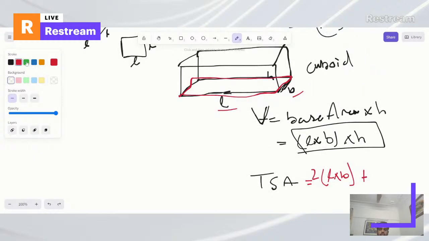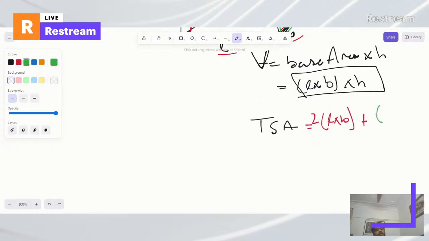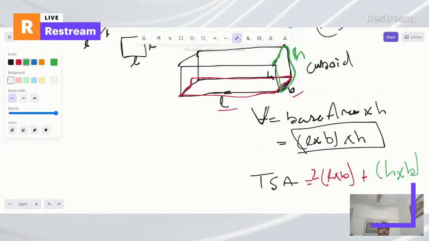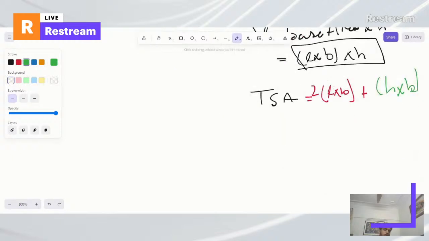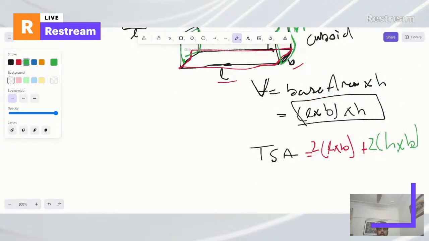Now we do this side. This side has a dimension of H over here, so this is height times breadth. But because there are two of these, one at the back as well, it's going to be height times breadth times 2.